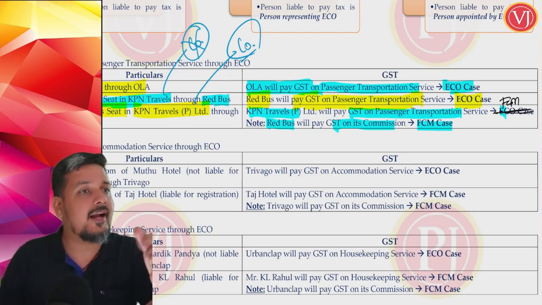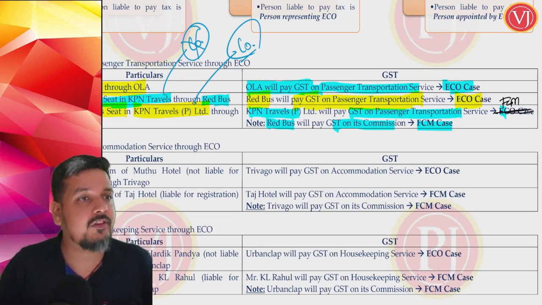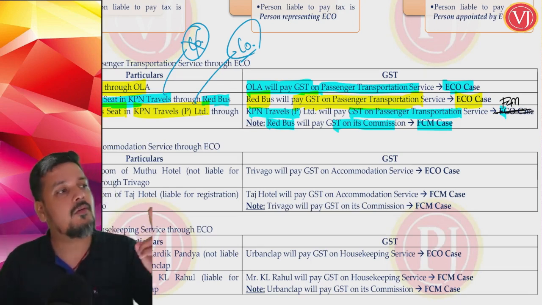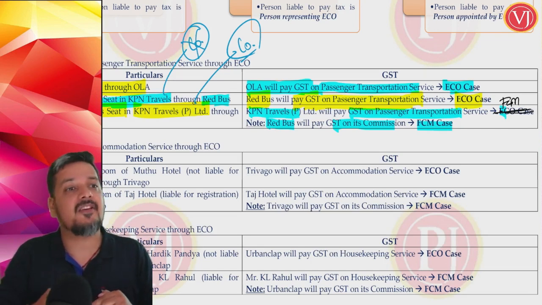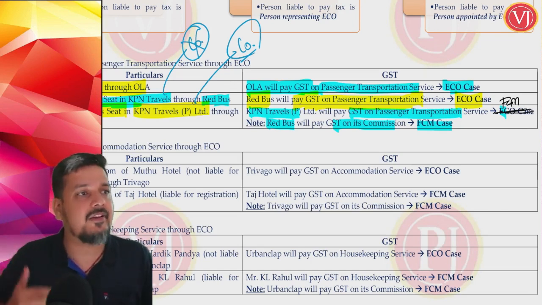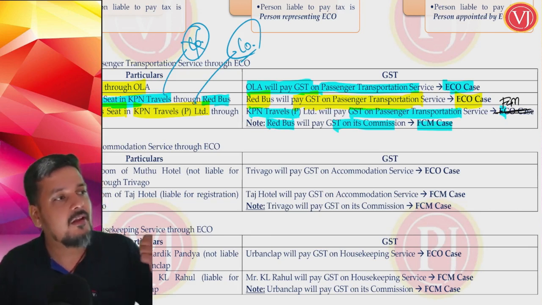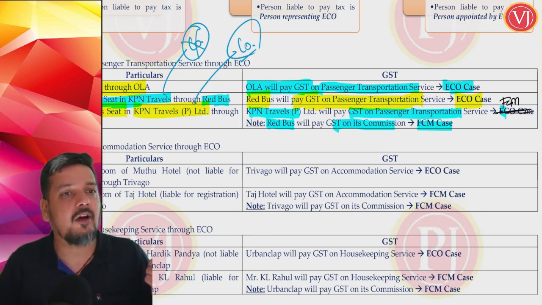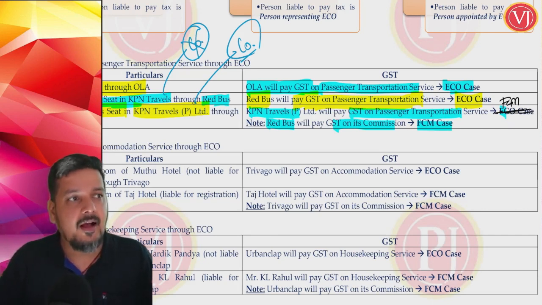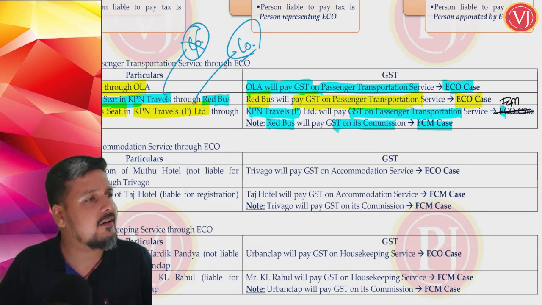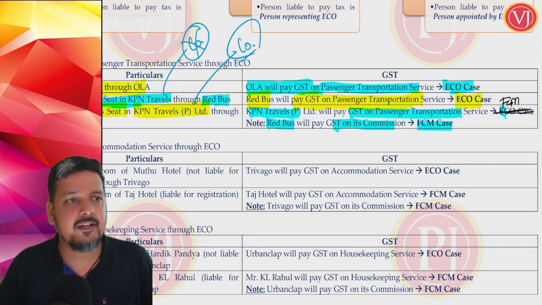There were two contracts which are made as one by ECO. Now, KPN Travels Private Limited will pay GST on 1000 rupees. The rider, if he is eligible for credit, if it is a business tour, will take the credit. Second contract, Redbus will pay GST on its commission of 100 rupees. And who is the recipient for Redbus? Commission will be collected from whom? KPN Travels Private Limited. KPN Travels Private Limited will take the input tax credit. Are you guys clear with this understanding?